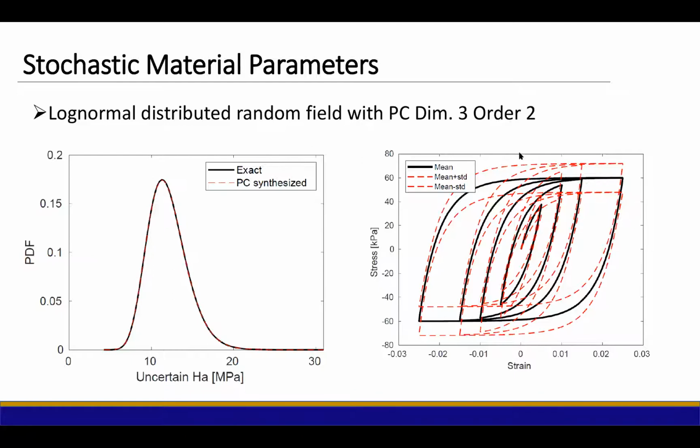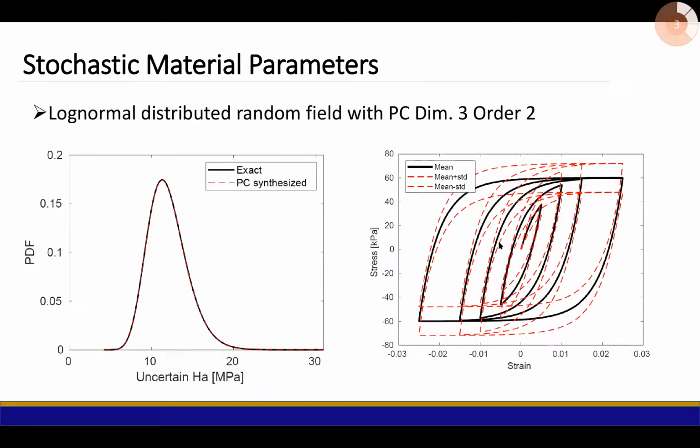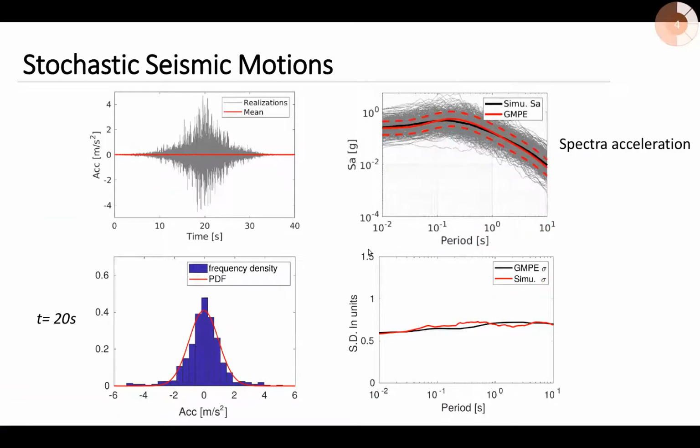So you can check, here our mean shear strength is about 60 kilopascal, and that is what we assign here at the initial input. And so that is the uncertain material. So then we also need to input the uncertain seismic motions.